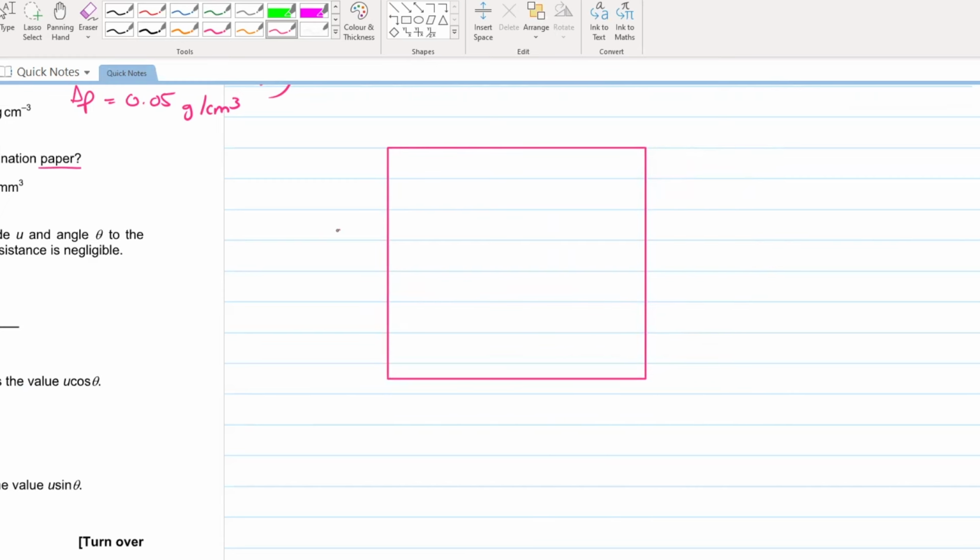Let's say the examination paper is 6 centimeter tall and 10 centimeter wide, and it has a thickness of 1 millimeter. Can you calculate the volume for it?